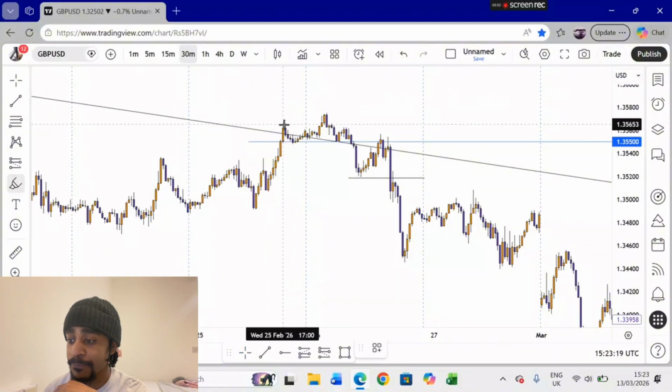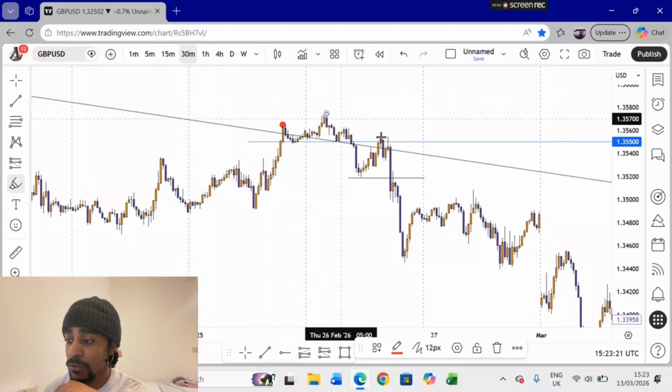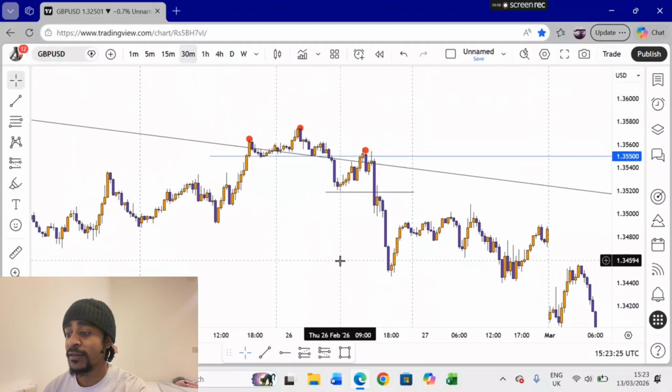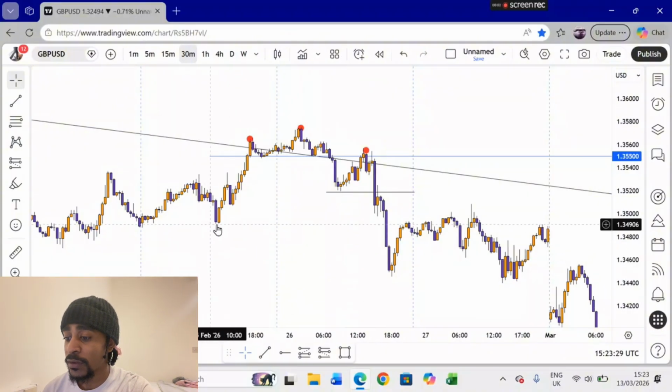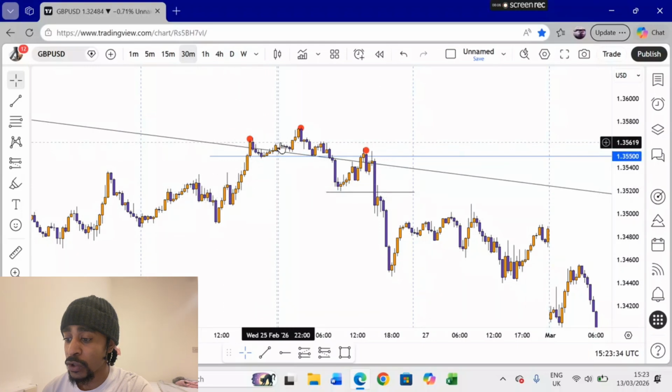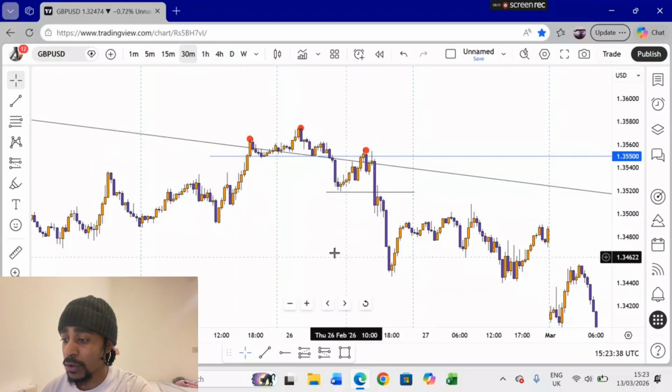Highlighter. So you guys can see that right there. It's clear for you guys to see. This is on the 30-minute time frame. And this head and shoulders pattern formed over 2 days. So Wednesday, New York session, and then Thursday, Asia, London, and then New York.